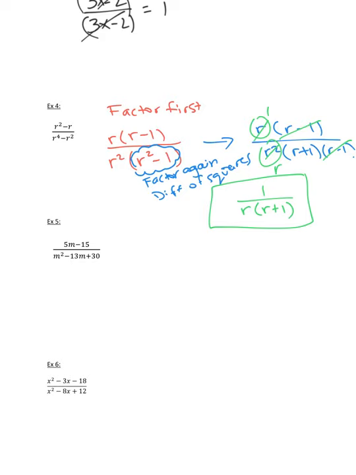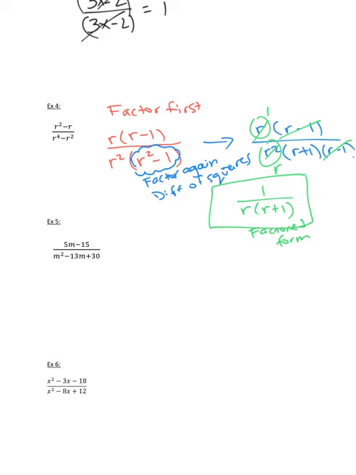You would not distribute the r back in. This is called factored form. Factored form means that you're not multiplying the r into the parentheses because you want the person to see the factors so that they can see that there are no more common factors to simplify.